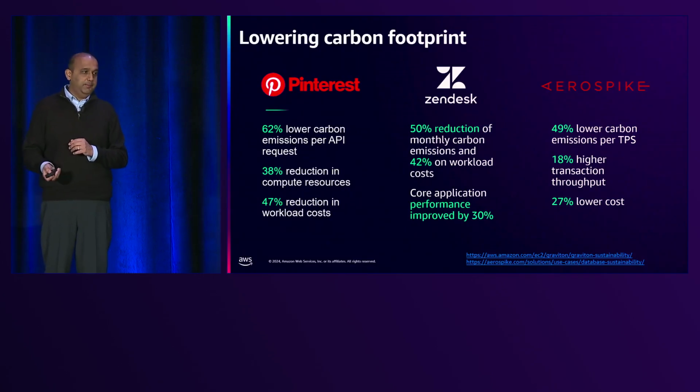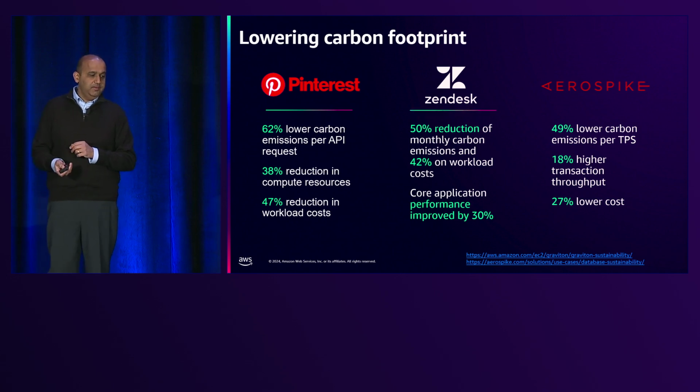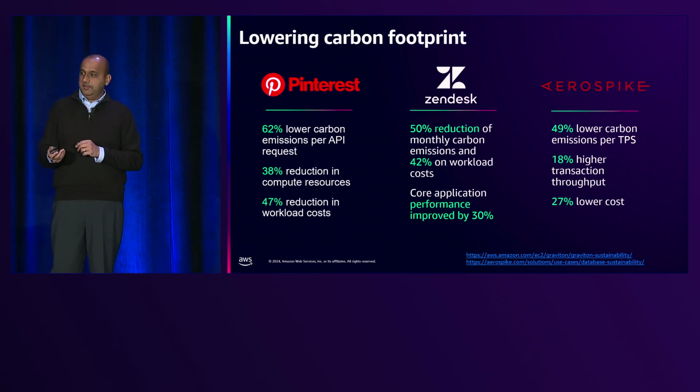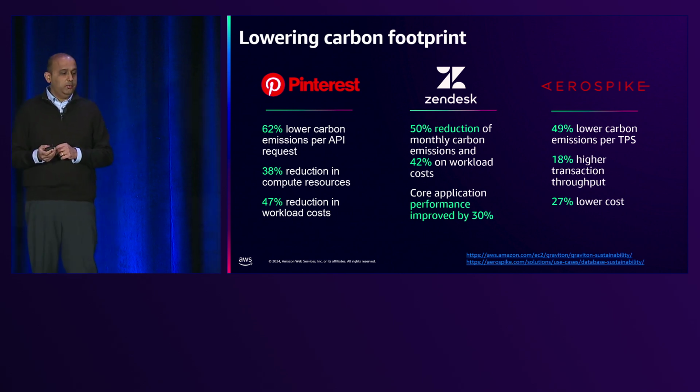Let's take a look at some examples. Pinterest. They use thousands of EC2 instances for their API stack. And when they moved that over to Graviton, they saw up to a 62% reduction in carbon emissions per API request.